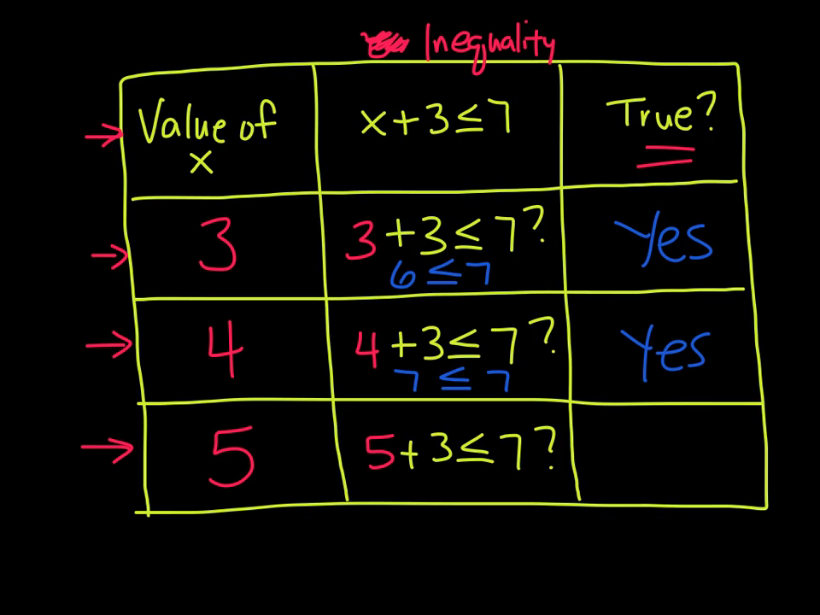Alright, let's do the last one. 5 plus 3 is 8. Is 8 less than or equal to 7? No, it's more than 7, so it wouldn't be true. And that's what the next step in the examples are like. So we did this with equations as well. Now we're doing it with inequalities.